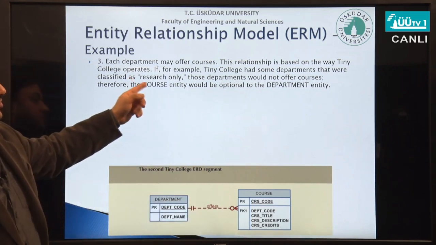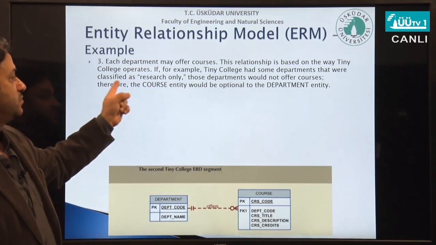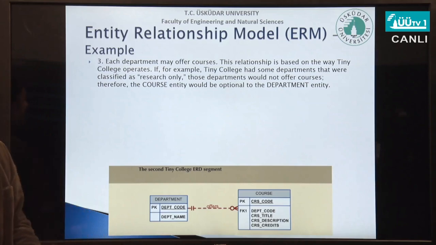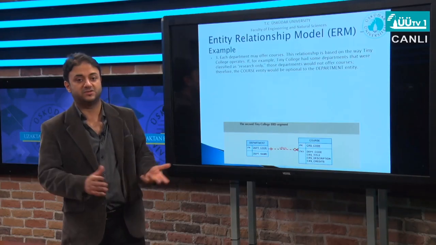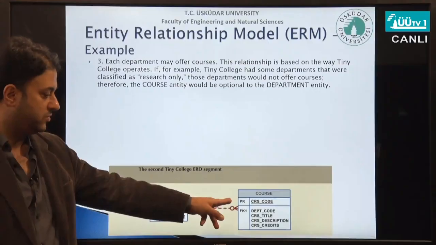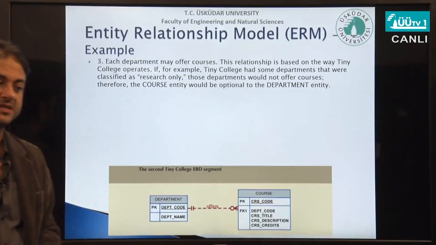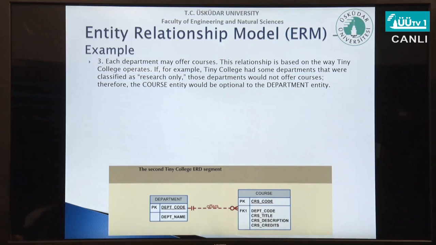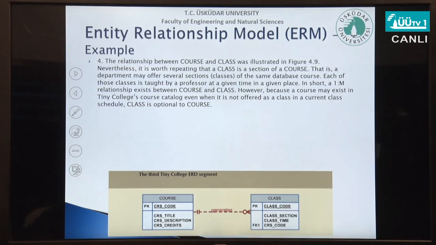And now in the description, Tiny College has some departments with research only. So research only, it might have no courses, just research. So a department with research, not with courses. So this is why they make this optional, not mandatory. Next, now we go to courses and classes.